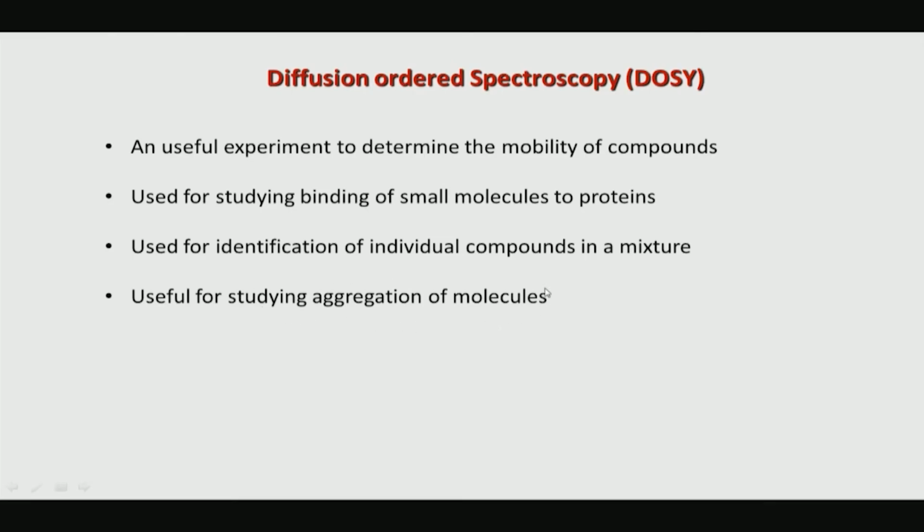Another very useful application of DOSY is for studying aggregation of molecules. So, let us say I have a molecule which is undergoing aggregation, for example, forming amyloid and so on. It will go from monomer to dimer to tetramer and so on. At each stage it is becoming higher and higher in molecular weight, and therefore slower and slower in translational diffusion.